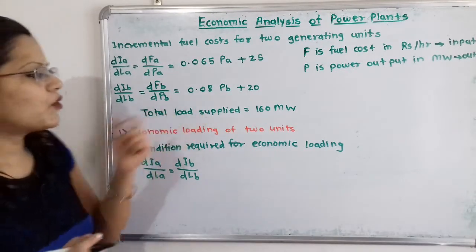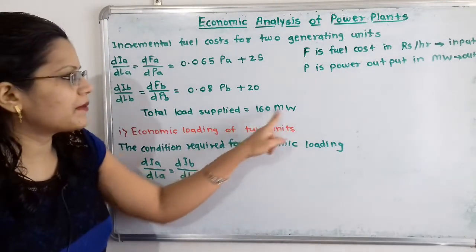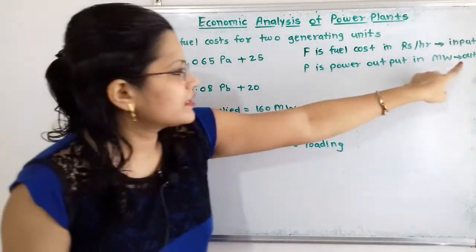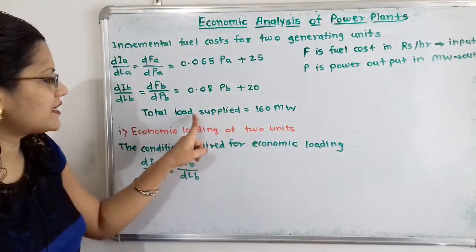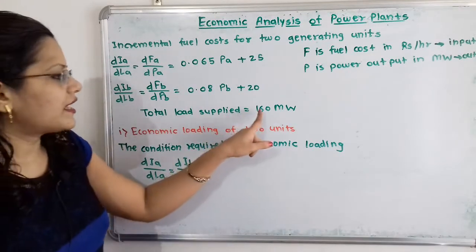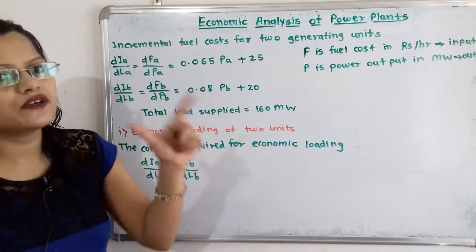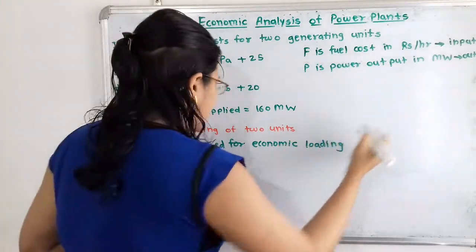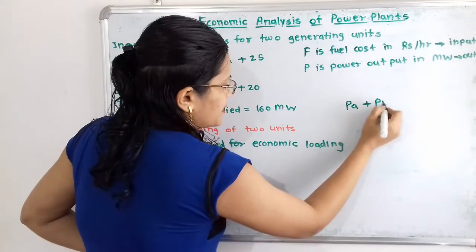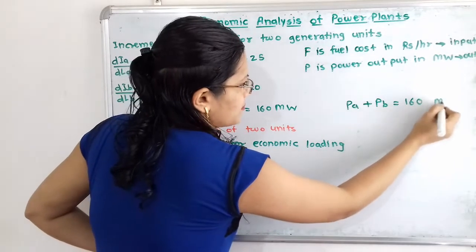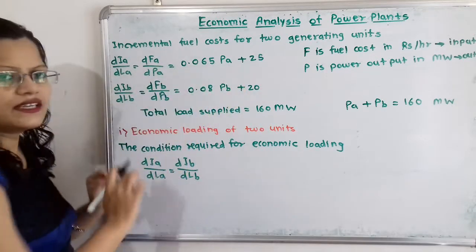Now here one more condition is given, that is the total load supplied, and it is in megawatt. So here output is known as P, the notation is P. So we can say that this is also output, that is PA plus PB, because it is the total load supplied by two generating units. So I will say that here the second condition is that PA plus PB is equal to 160 megawatt. And according to this condition, I will write one equation.